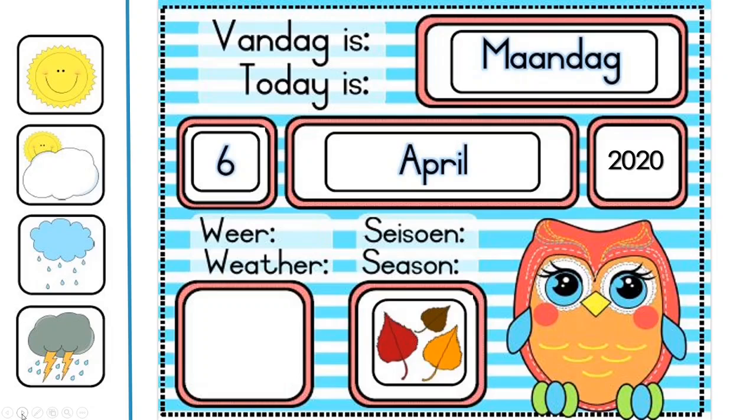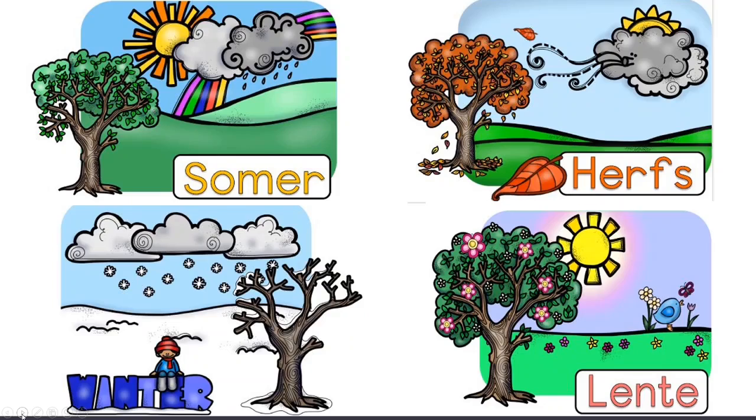Kan jy nog jou seisoene onthou? Somer, summer, herfs, autumn, winter, winter, en lente, spring.